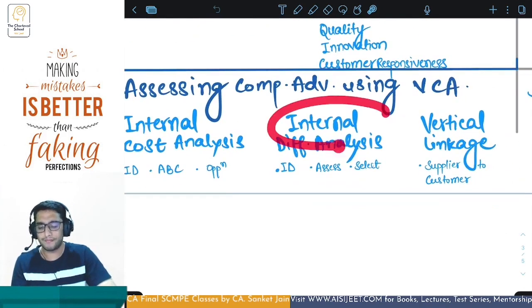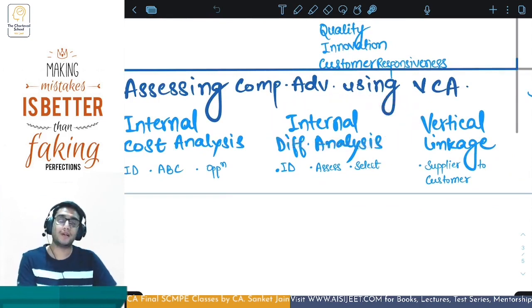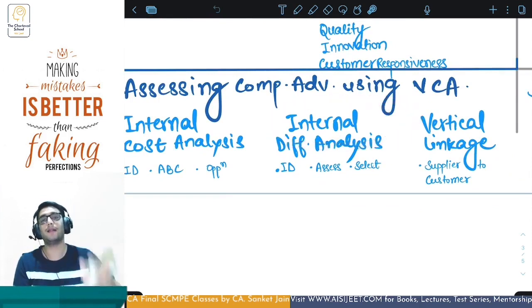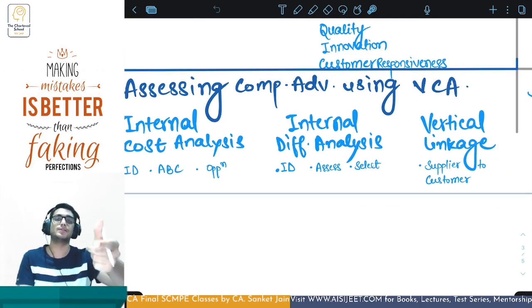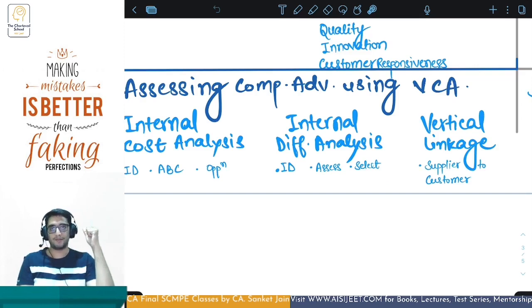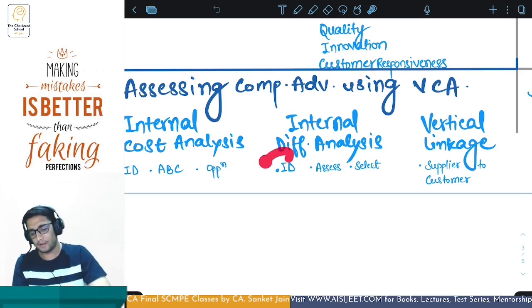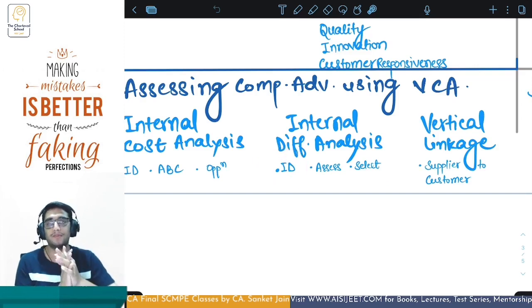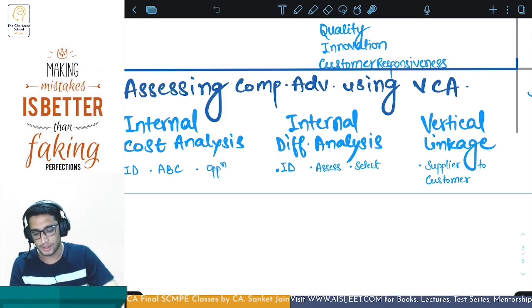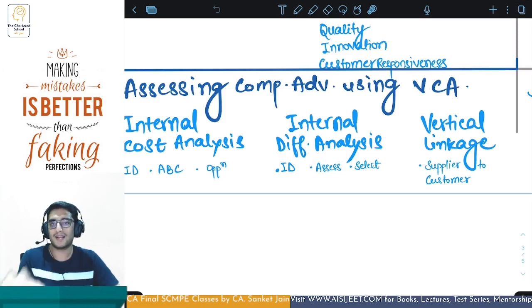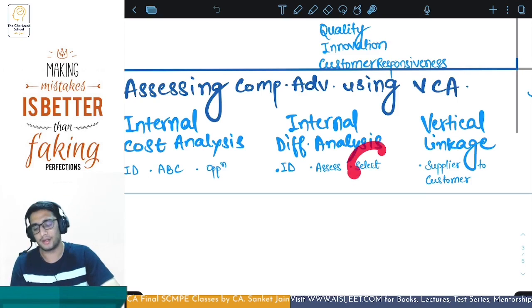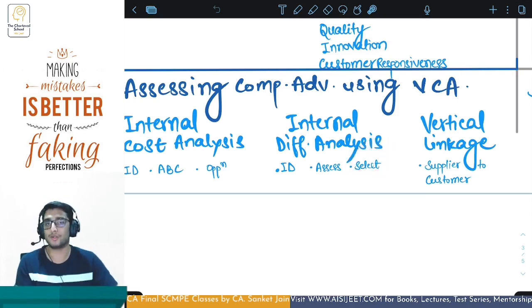Then there is internal differentiation analysis. Just like internal cost analysis, you can again analyze these activities to identify if there is a differentiation advantage that you can use from these particular activities. So you will identify which activities are there for this product or process. Assess if there is any activity which is unique, any activity that can provide a differentiation factor to your organization, and you will select among those, if there is anything that you can do under these activities that can help you differentiate.